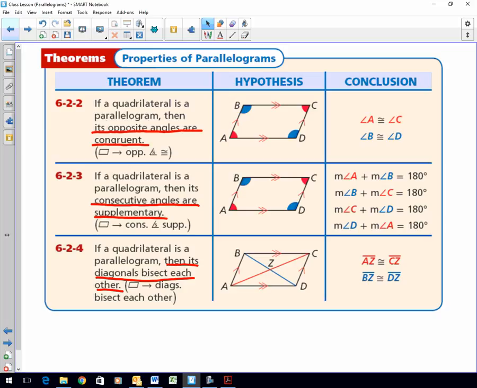Right? So quick recap. All the properties. My opposite sides are parallel. My opposite sides are congruent. My opposite angles are congruent. My consecutive angles are supplementary. And my diagonals bisect each other. Right? Those are properties of a parallelogram.